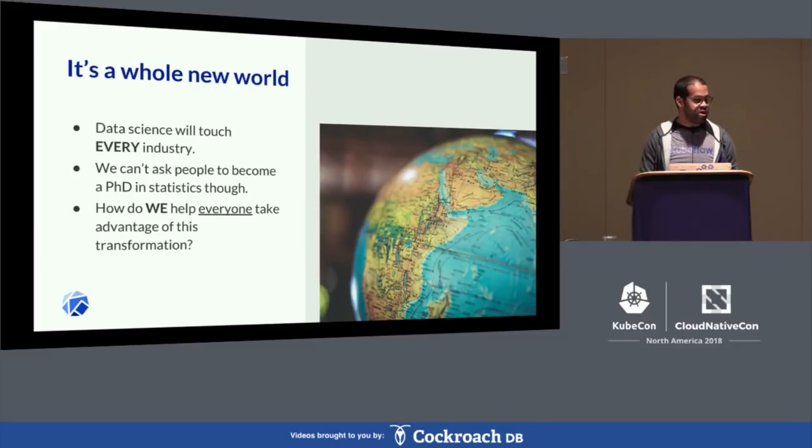We talked earlier about how machine learning is becoming a thing, data science is increasing, and data science is starting to touch every industry, whether it is I'm searching on Google for a pizza place in a new city, or Netflix is telling me what videos I might like based on the videos I bought before, Amazon's telling me what products I purchased before. Data science is starting to expand. And we can't ask people to become a PhD in statistics. However, we do have to ask ourselves, how can we help people enter into this brave new world?